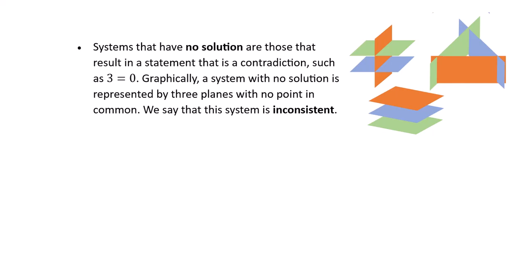Systems that have no solution are those that result in a statement that is a contradiction, such as 3 equals 0. Graphically, a system with no solution is represented by 3 planes with no point in common. We say this system is inconsistent.